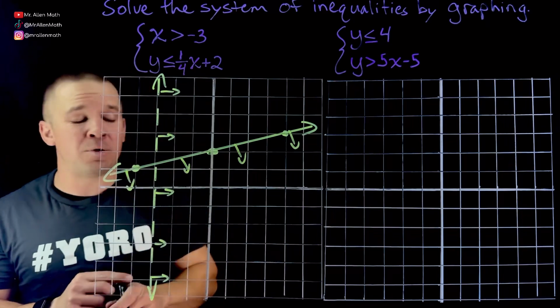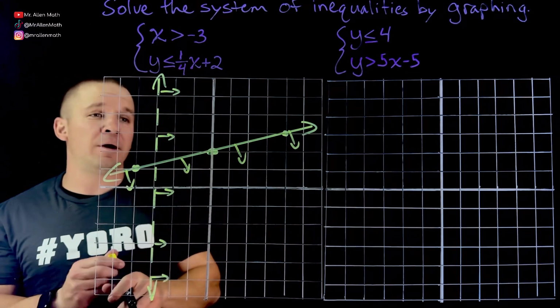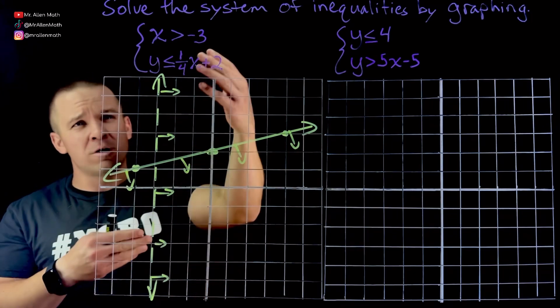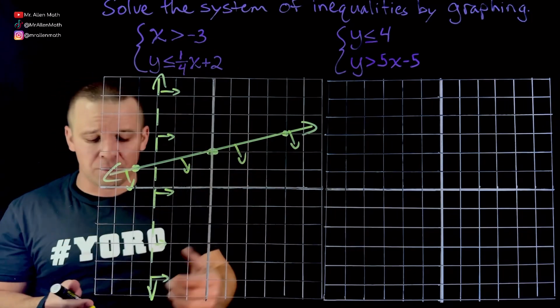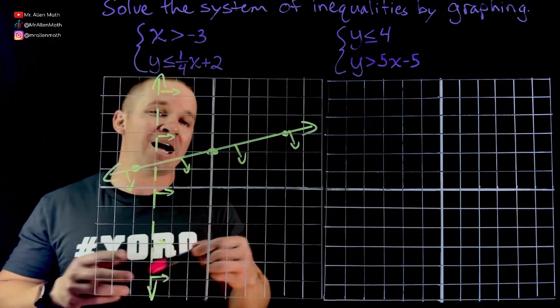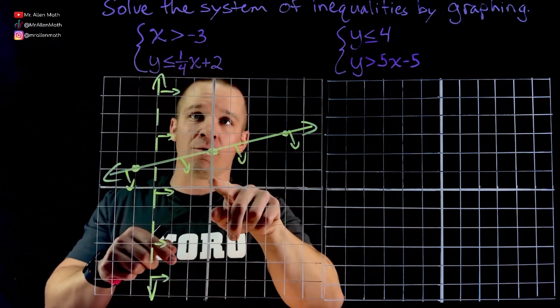You can also do a test point. I'm not a huge fan of the test points. I think it gets kind of confusing at times because people are like, wait, what do you mean it works? If it works for both of them, if it's a true statement in both, then it works. But a lot of my students have struggled with that. So I just go with the, look at my y-intercept, I'm going above or below it.